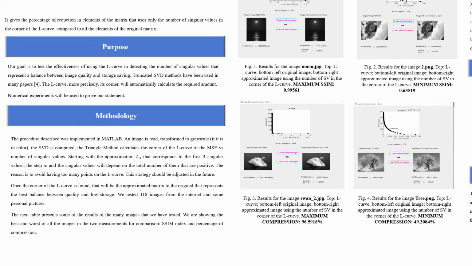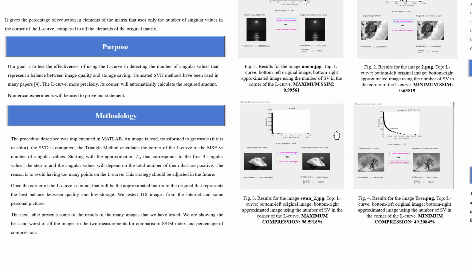And once the corner of the L curve is found, this will be approximated to the matrix of the original images, which therefore represents the best balance between image quality and low storage. And this was all done with 118 images downloaded from the internet and some that were personally taken.